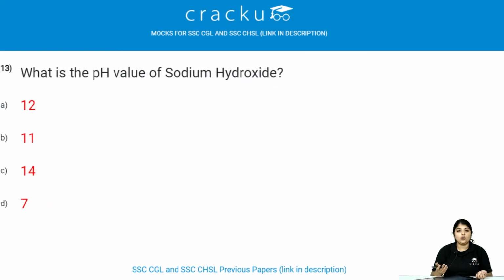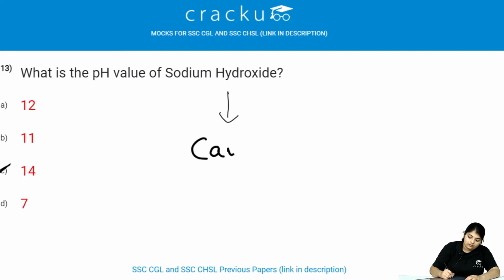What is the pH value of sodium hydroxide? The pH value of sodium hydroxide is 14. Sodium hydroxide is commonly called caustic soda.